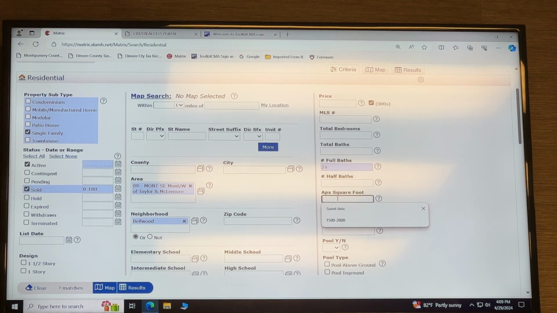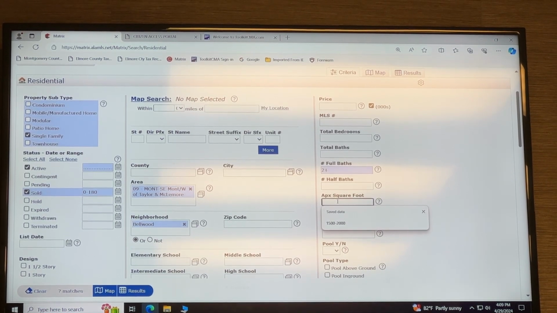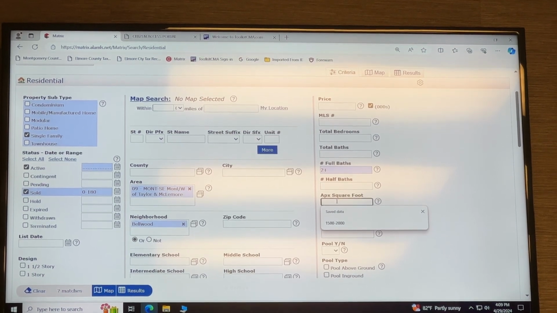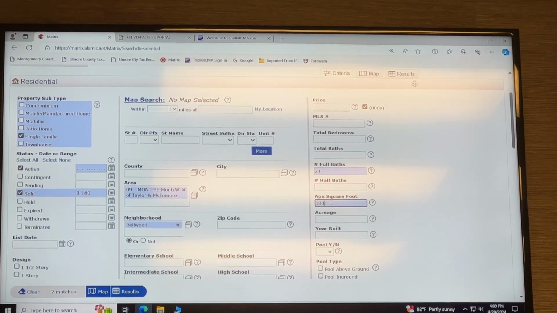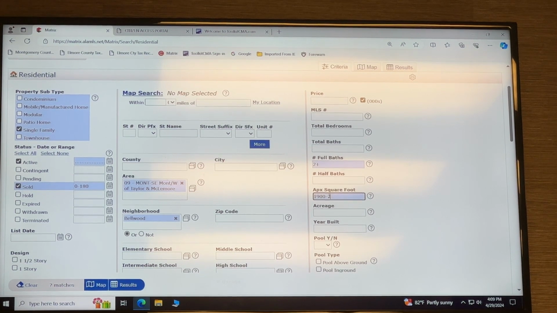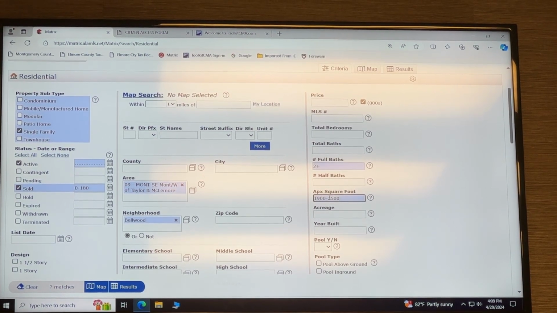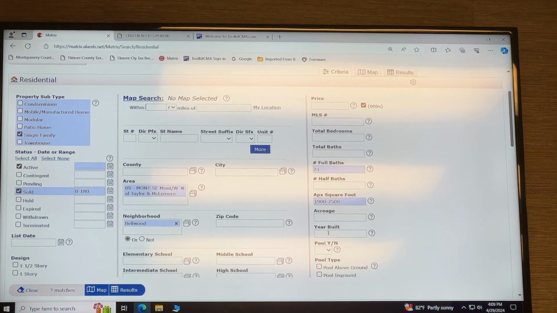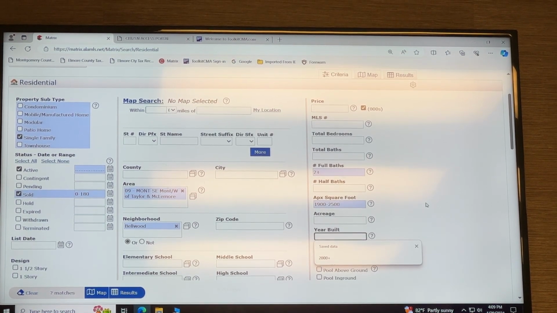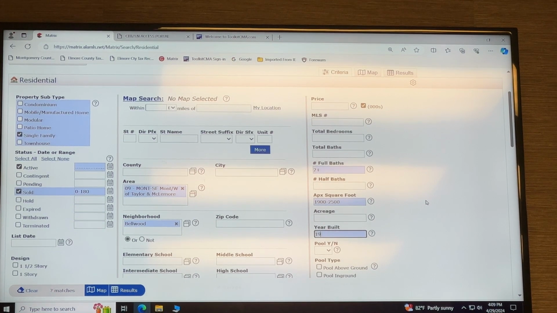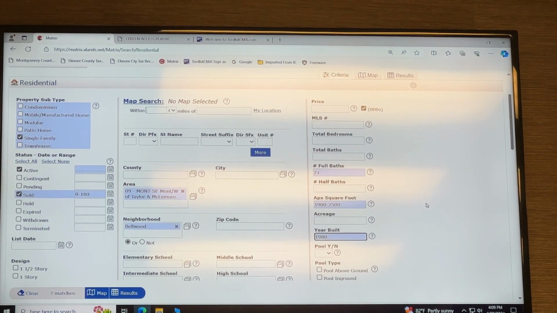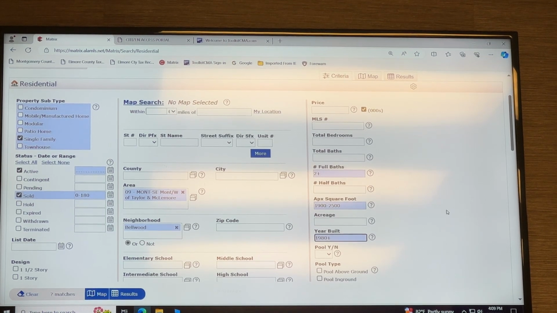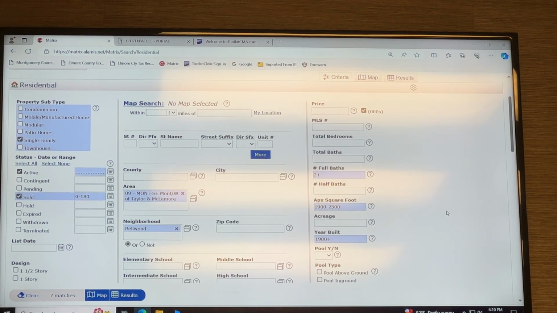Square footage, the subject property's got 2,200 square feet in it, give or take. I'm gonna scan from about, say, 1,900 to 2,500. That gives me basically what I'm looking for. And year built, 1980, and we're gonna go plus. Now, here's your little caveat.